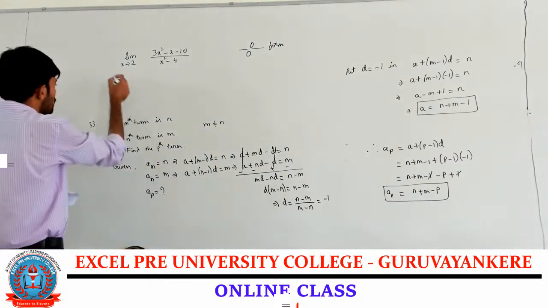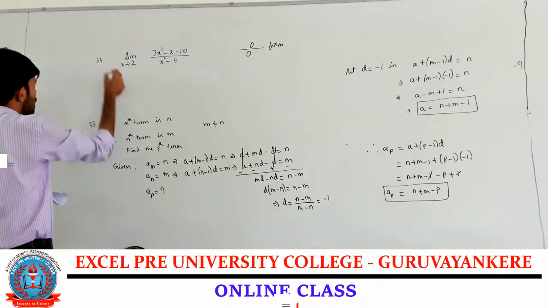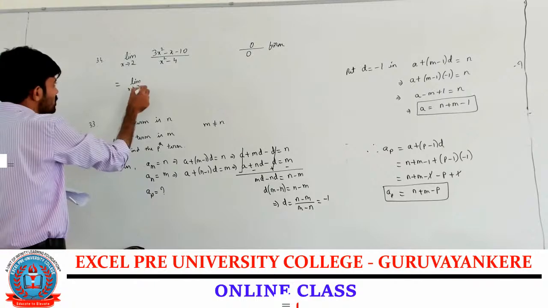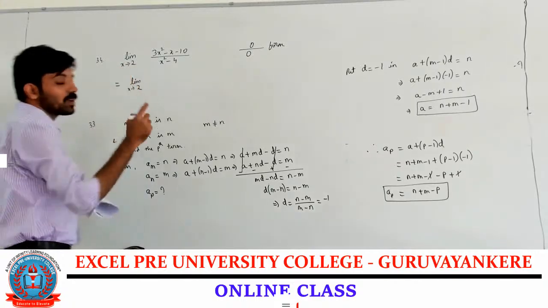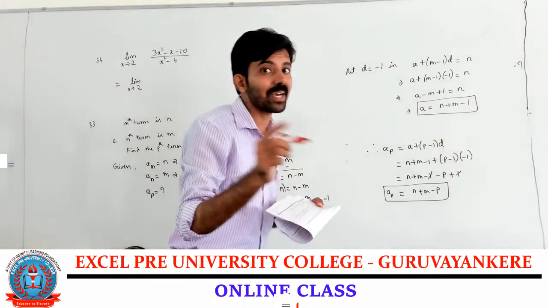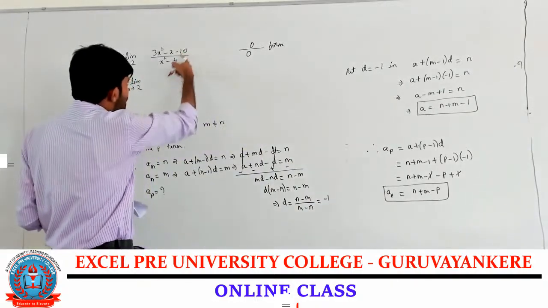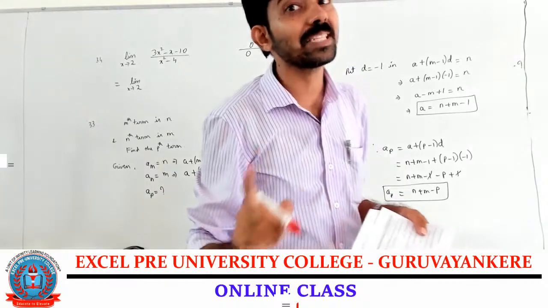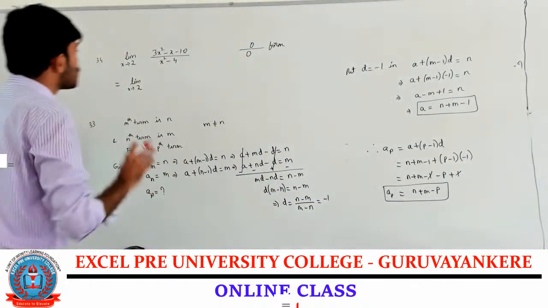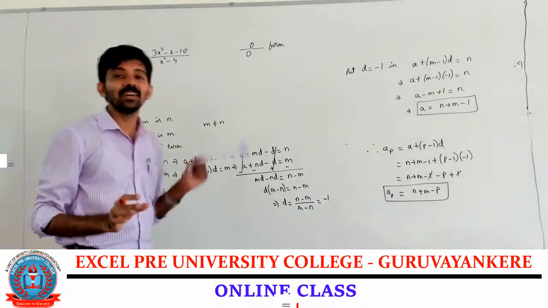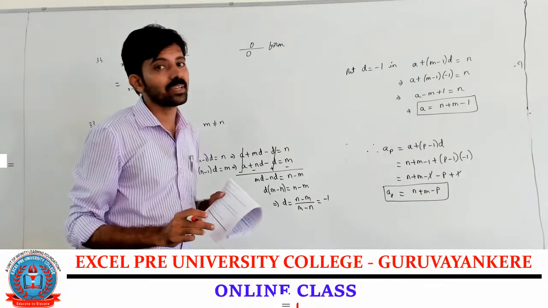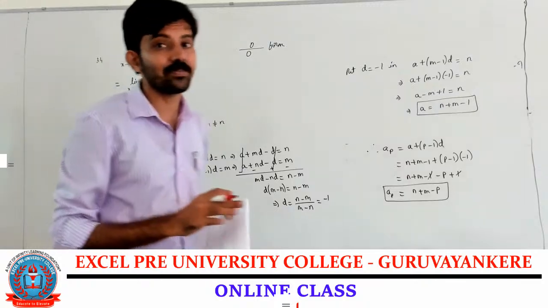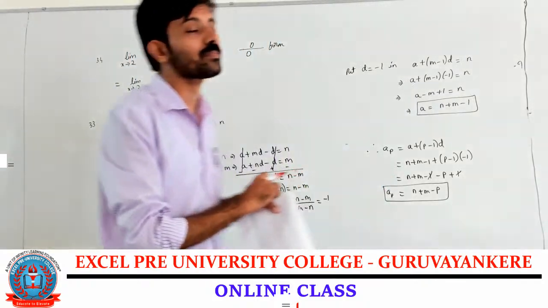So what we do is we factorize the numerator as well as the denominator. They are getting 0 by 0 because of the factor x minus 2, because x is tending to 2. In both numerator and denominator, there is a factor x minus 2. Because of that factor, we are getting 0 by 0. So our aim is to cancel that common factor x minus 2, so that it does not take 0 by 0 form. 0 by 0 is an indeterminate form. I have given the various indeterminate forms, correct?